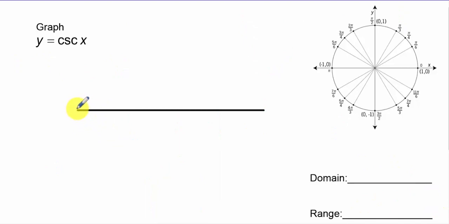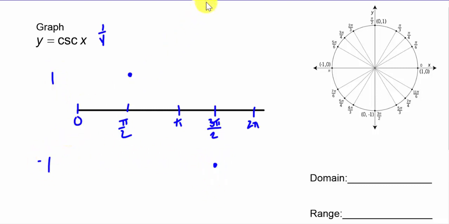So cosecant works in a similar way. Get my points of interest again. I'll put the values where I have 1s for the y. Remember, this is 1 over y. And I have a value of 1 here, -1 here. And all my other values bring about zeros. So I know I'm going to have asymptotes at all those y values of 0.